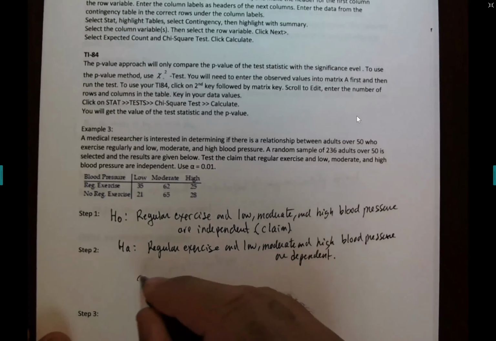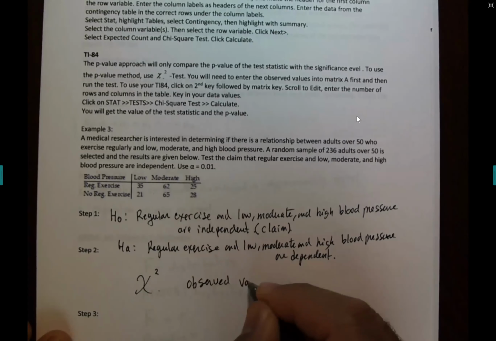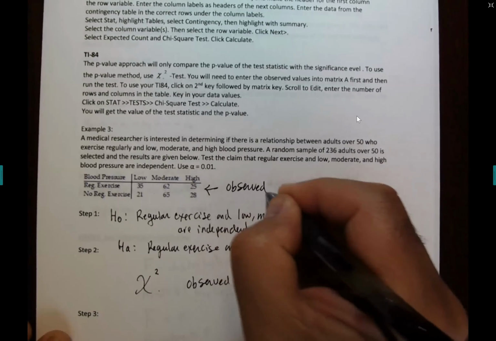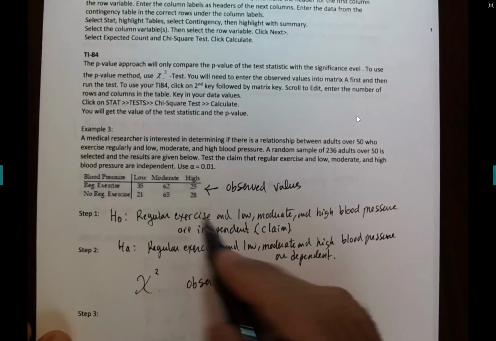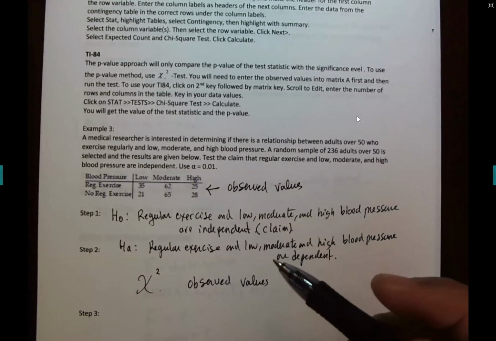The next step is to find the test statistic. Okay, to find the test statistic, we need observed values and we need expected values. But the good news is the calculator can find the expected values on its own when you provide the observed values. So we're only gonna feed in the observed values into the calculator. And these are the observed values, guys. This is what you observed. But you must enter those values as they show in the table. You cannot put them in L1 and L2. Then the calculator wouldn't know that you have a table.